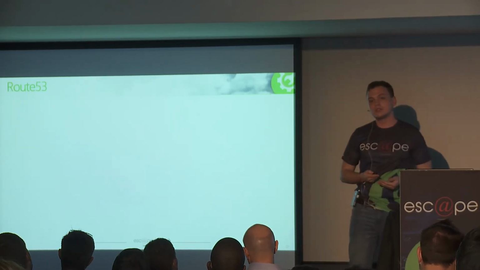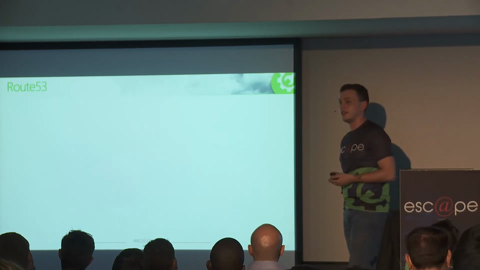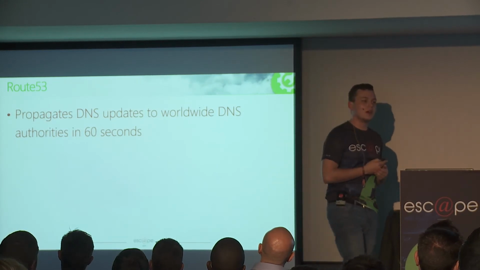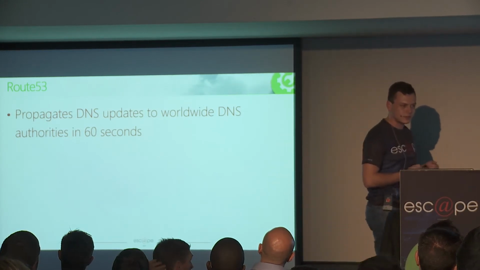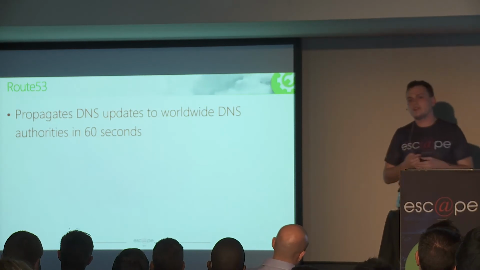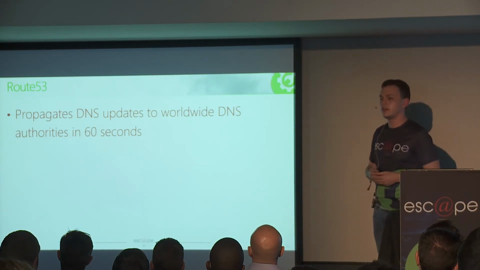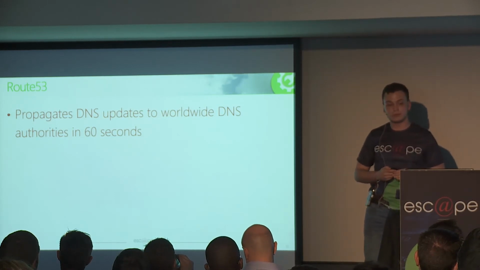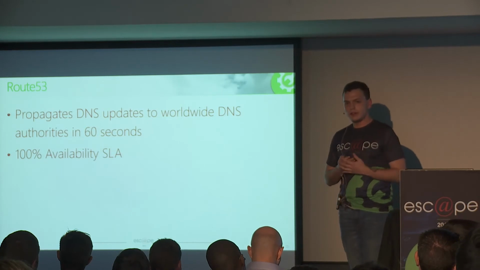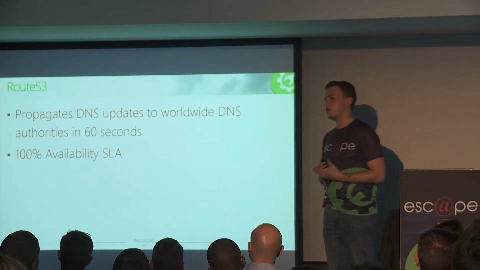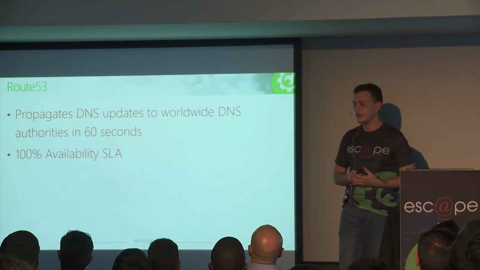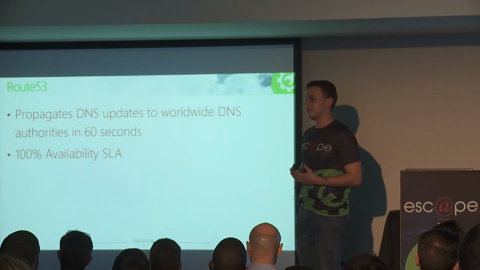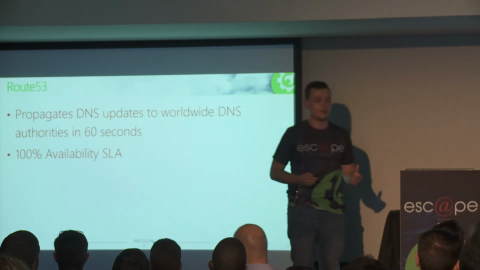Route 53 is, as I've mentioned, the managed DNS solution by AWS. And in comparison to other DNS authorities, it's quite interesting how they do this. They guarantee that within 60 seconds worldwide, it will propagate DNS updates to a list of authoritative DNS providers. And magically, they guarantee a 100% availability SLA, which is the only service in Amazon Web Services that guarantees a 100% availability. I have absolutely no idea how they managed to do that.